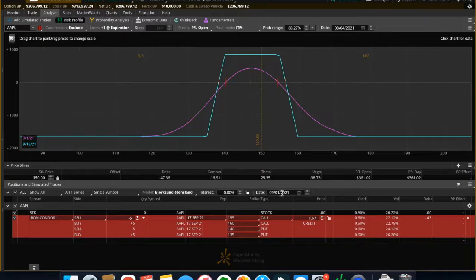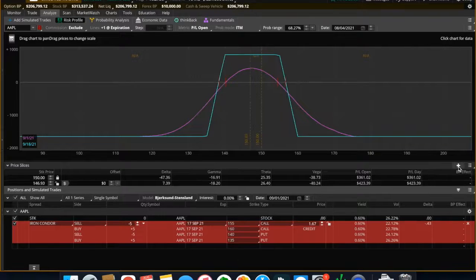That's a cool thing because it allows you to look at what the range looks like. And this is kind of cool. I'm going to add a price slice. That's these guys right here. And I'm going to put it right where the purple line crosses the 0 line. And I'm going to do the same thing over here. And now you can see what those prices are.